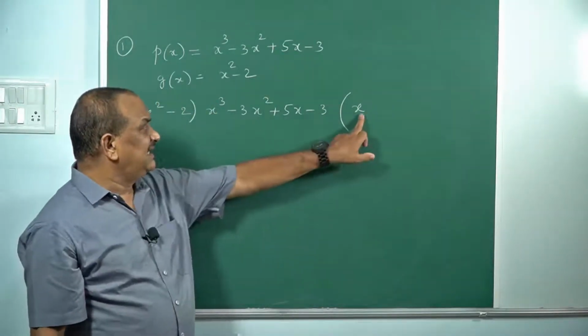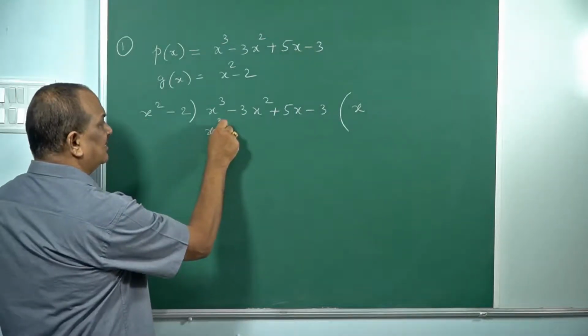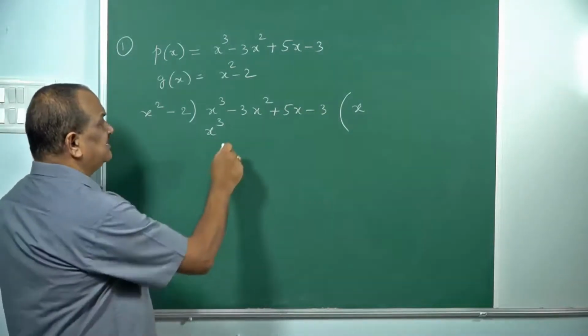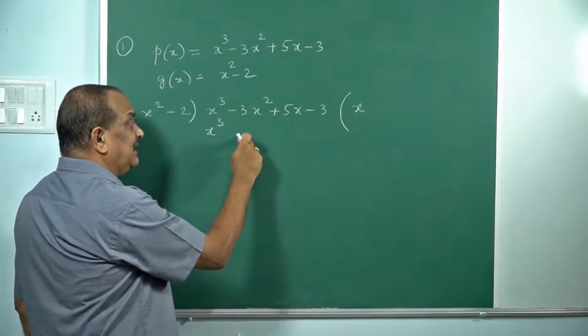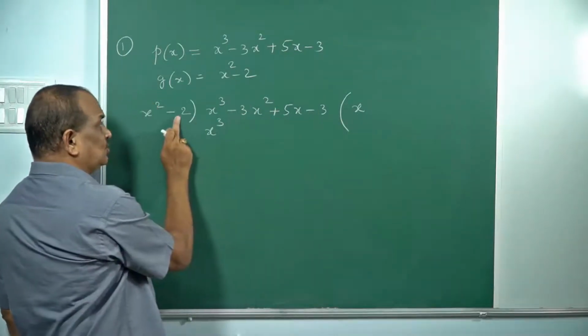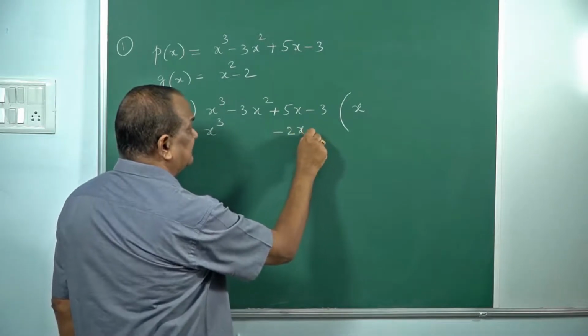Now x times x square is x cube and x times minus 2 is minus 2x. I don't want to write under this one because this is the x square term. X times minus 2 is minus 2x. I write here x under x.